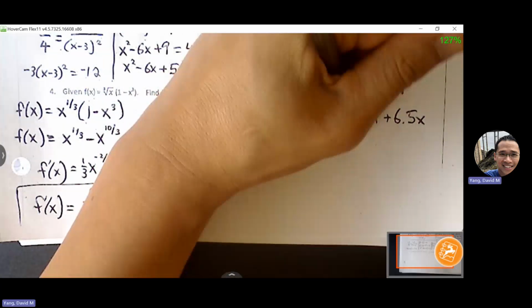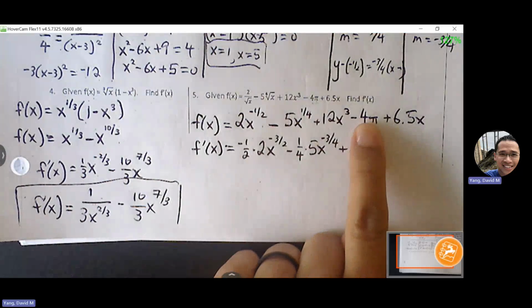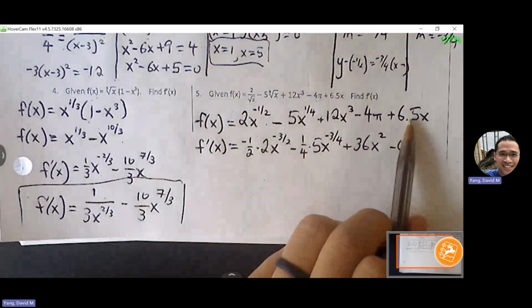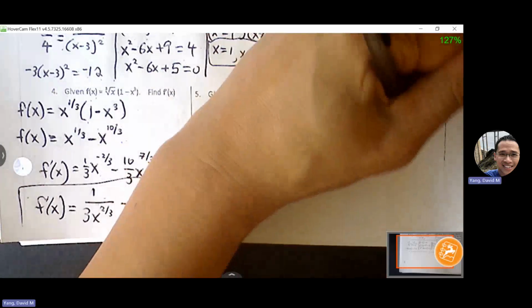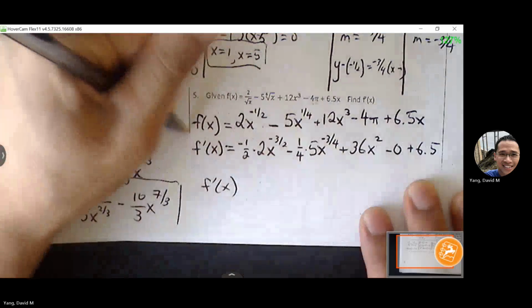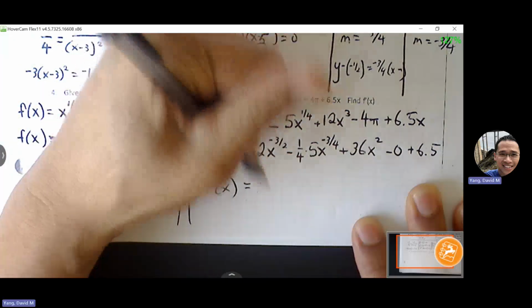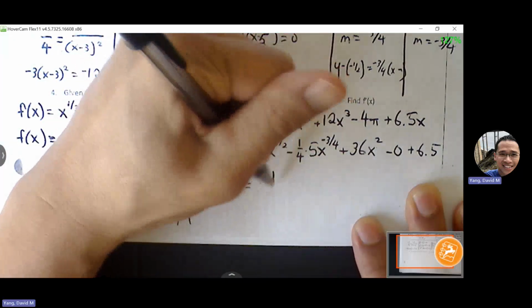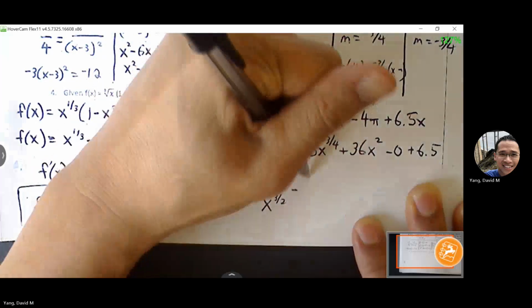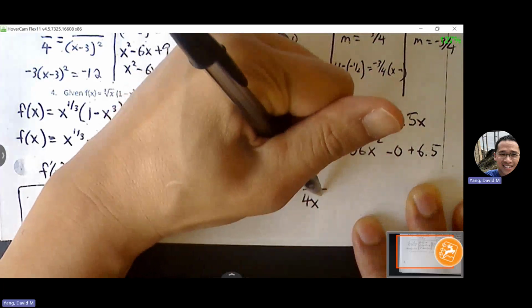Bring 3 down. Okay, 4 pi goes to a 0. Good. 6.5x becomes 6.5. Negative 1/2 and 2 cancels out. The negative does stay, so 5/4. Bring the x down.